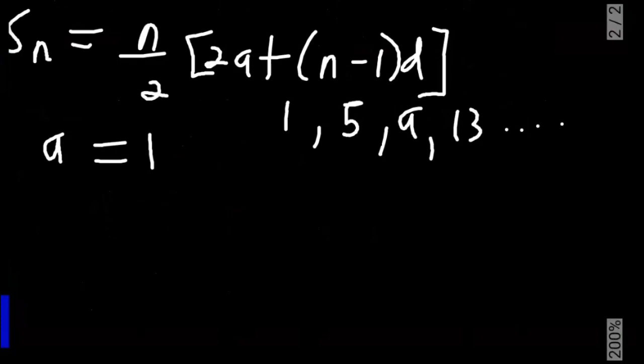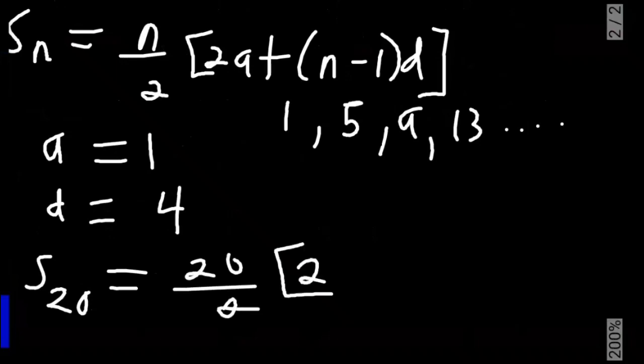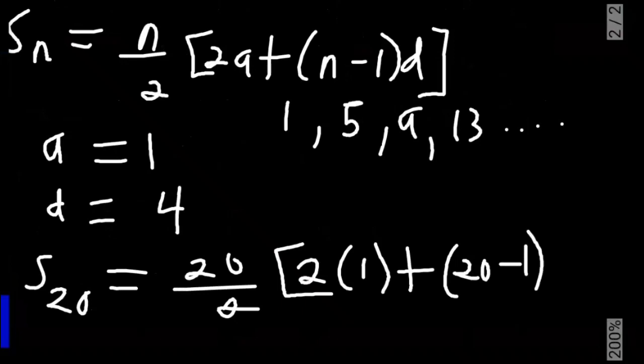So we have d as 4. Now we can find the sum of the first 20 terms. So this is the number of terms according to this formula here. Number of terms over 2, so that is 20 over 2, which is 10. But let me illustrate that. 20 over 2, multiplied by 2 times our first term, which is 1, plus number of terms minus 1, that is 20 minus 1, multiplied by our common difference, which is 4.